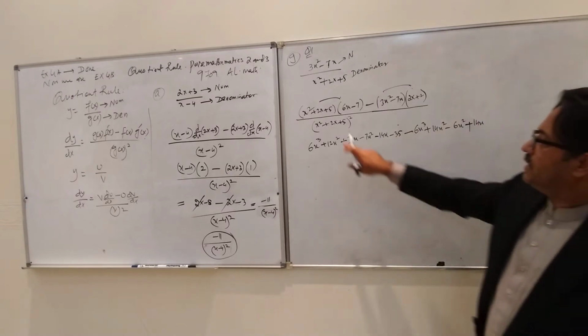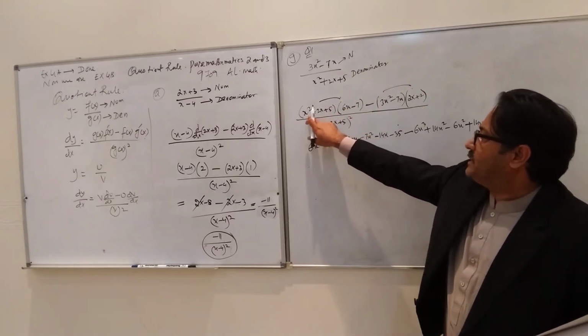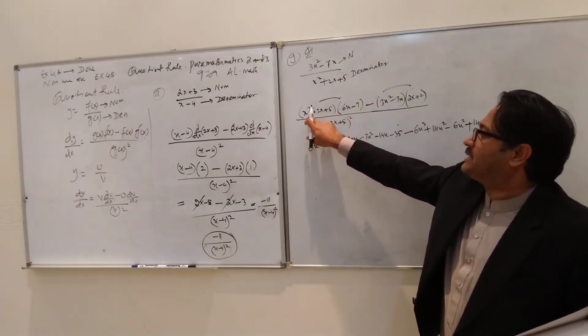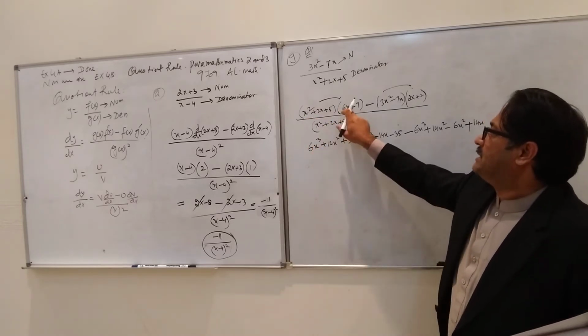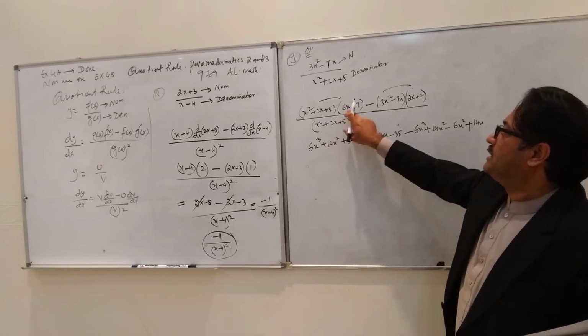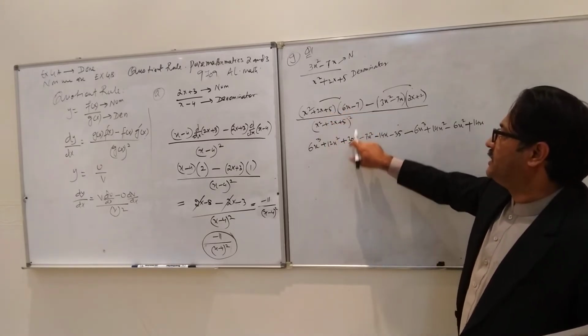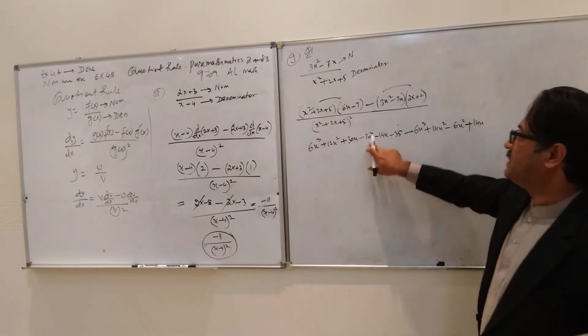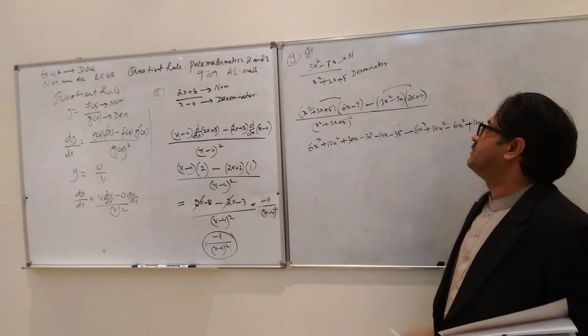Again, please see it. 6x into x squared is 6x cubed. 6x into 2x is 12x squared. 6x into 5 is 30x. Minus 7 into x squared is minus 7x squared. Minus 7 into 2x is minus 14x.